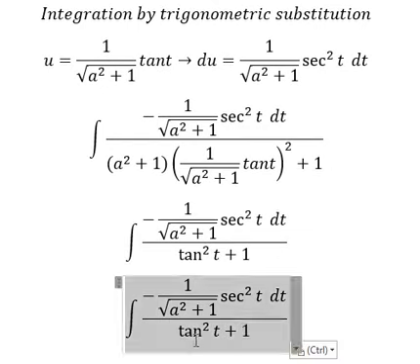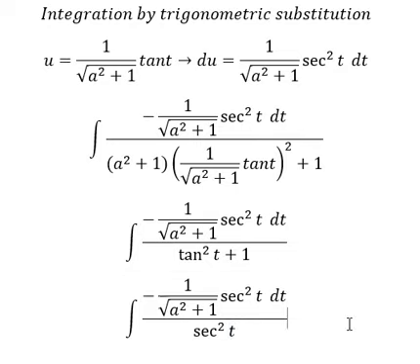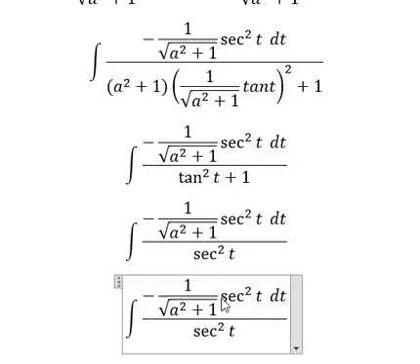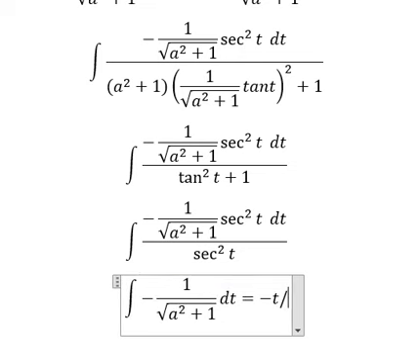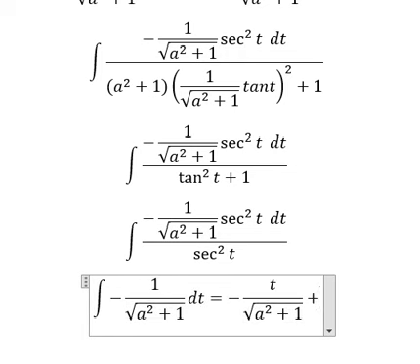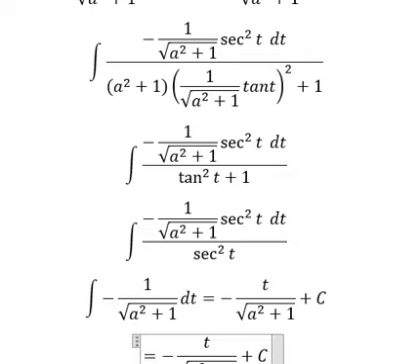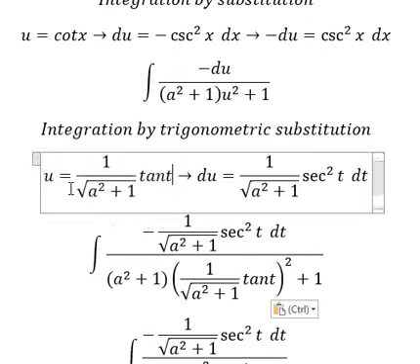This is about secant of t squared. So we simplify and we got this one. And we have negative t over the square root of a squared plus 1. And I will put c. So about t, that is about this one.